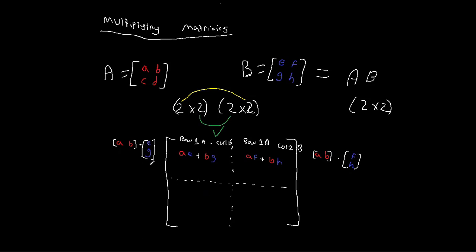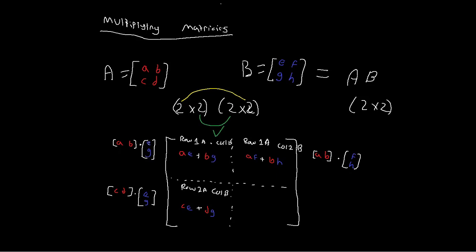So what about down here? Well, this is going to be row 2 of A times column 1 of B. Row 2 of A is going to be C, D, and column 1 of B is going to be E, G. So this is C times E plus D times G. And again, we know how to handle a row vector times a column vector.